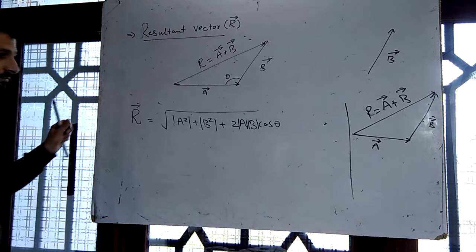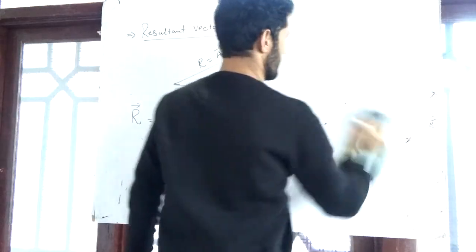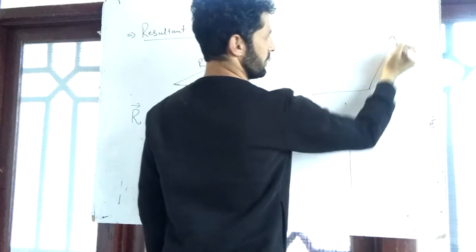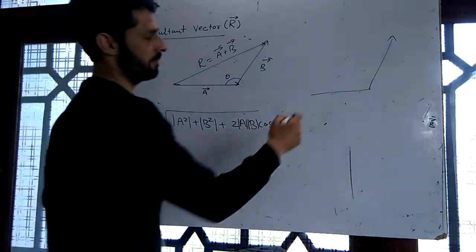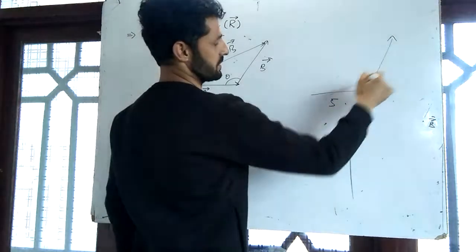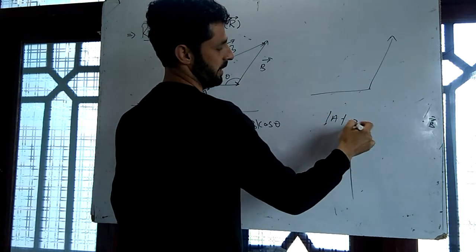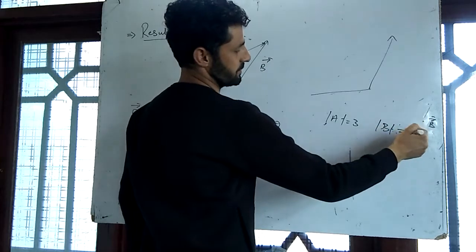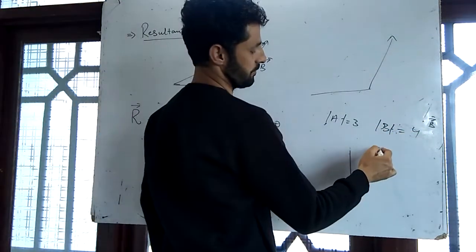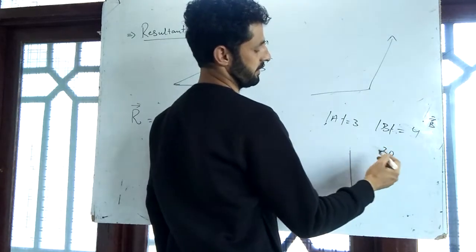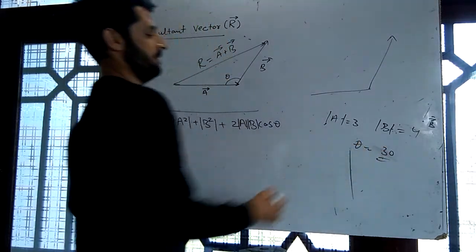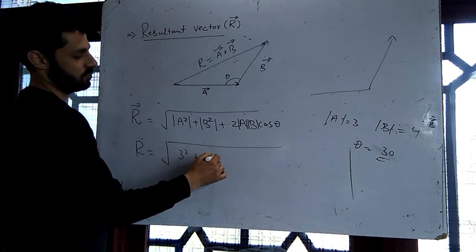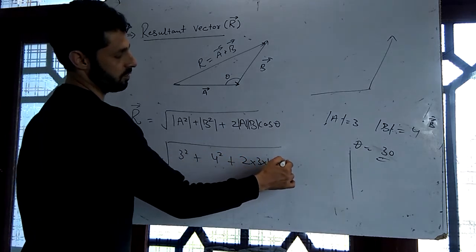Baat samajh mein aayi? This can be done by using the triangle law of vectors. We can prove this later on. For example, if the magnitude of A is equal to 3 and the magnitude of B is equal to 4, and they are at an angle of 30 degrees, then you are supposed to find the resultant. So theta is 30, what will be the resultant? R is equal to under root of 3 square plus 4 square plus 2 into 3 into 4 cos 30.